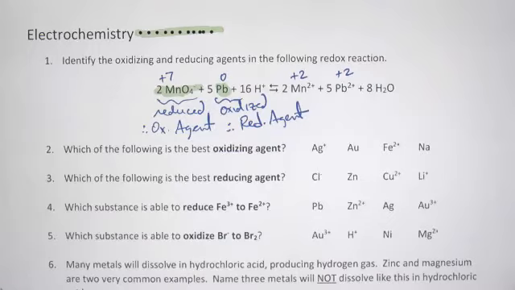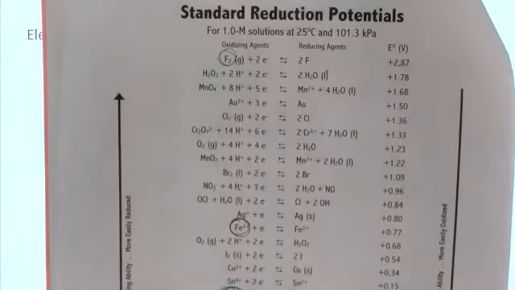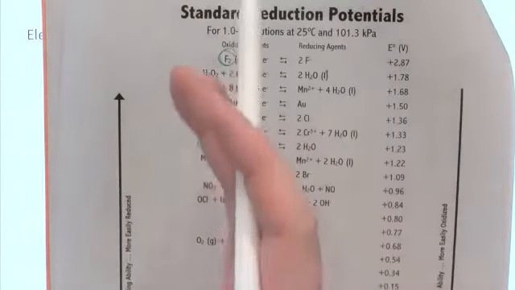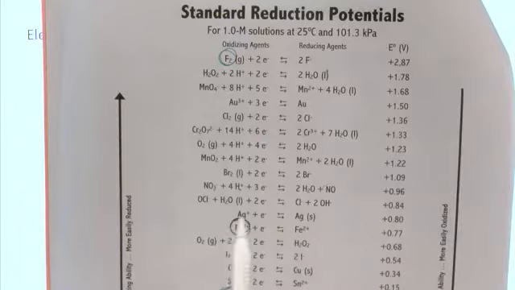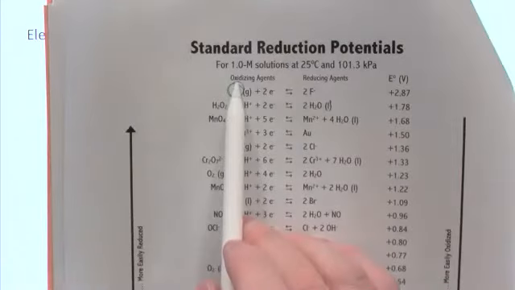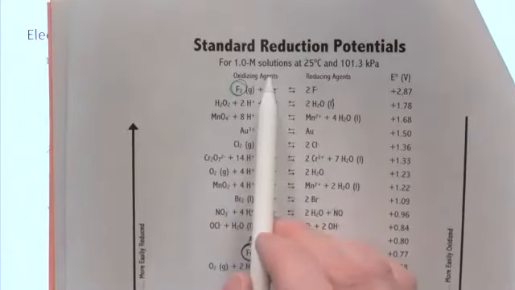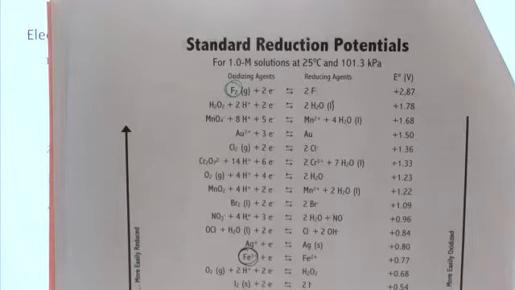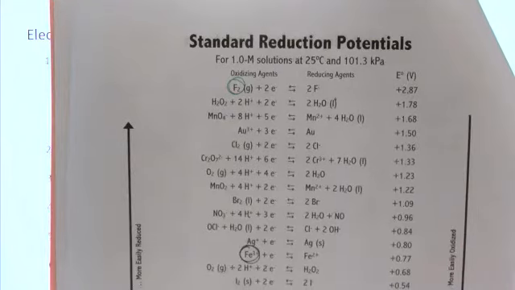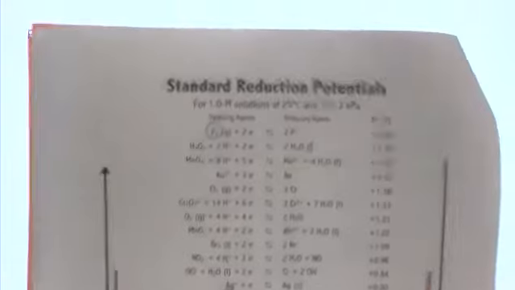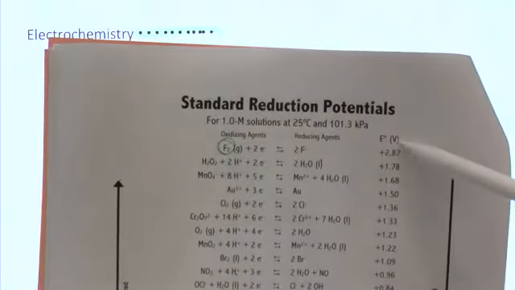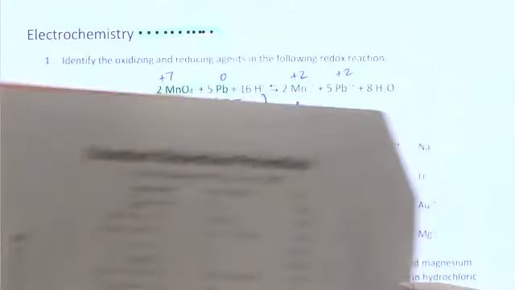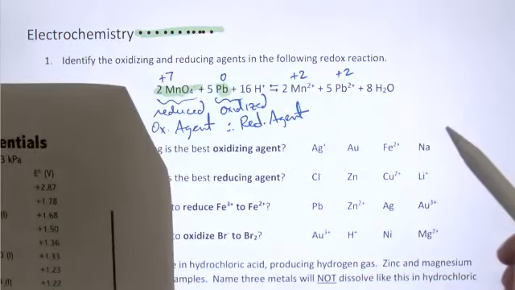So I glance at my chart. Things that get reduced must be on the left side of the chart, right? In fact, it even says at the top, those are oxidizing agents. So if it's not on the left side of the chart, it's not going to be an oxidizing agent. We want the one that's the best oxidizing agent, so that's going to be near the top where it has the highest reduction potentials.